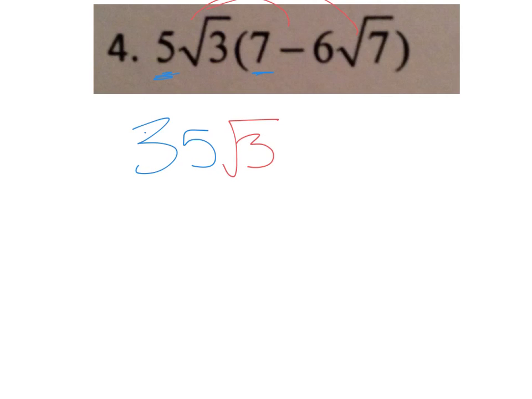When I multiply the 5 and the negative 6 together, I will get negative 30. And then the 3 and the 7 will give me 21. So again, anything outside radicals will get multiplied together when I do this distributing, and anything inside radicals can get multiplied together.